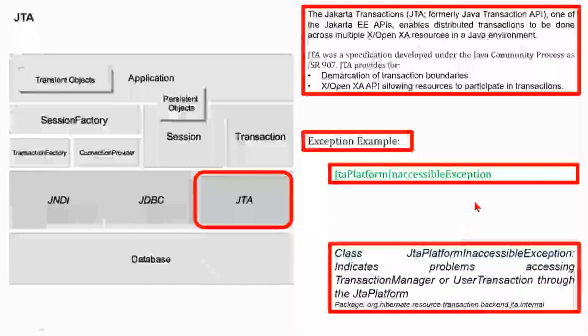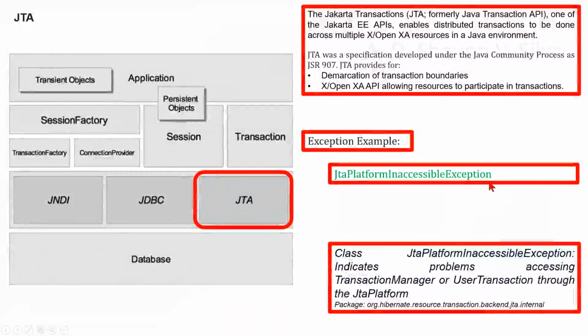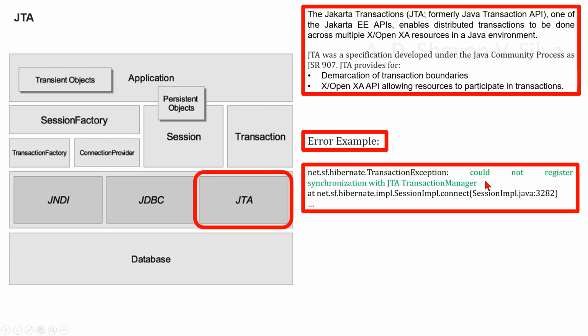As an exception example, you can consider JtaPlatformInaccessibleException. It indicates problems accessing the transaction manager or user transaction through the JTA platform. This class is in the org.hibernate.resource.transaction.backend.jta.internal package. As an error example, we can consider: could not register synchronization with JTA transaction manager here.